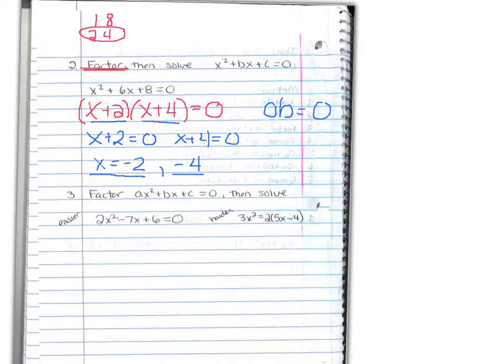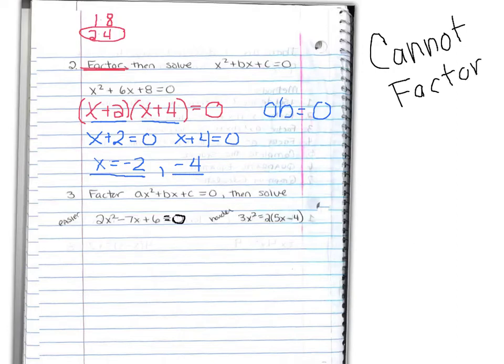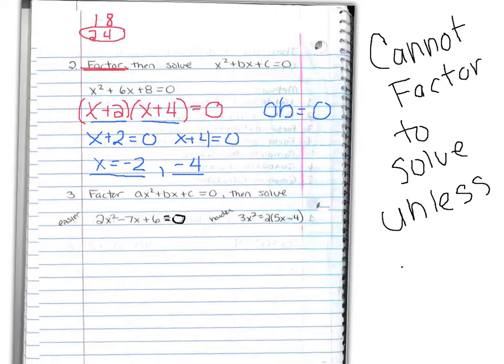After that, they get a little bit harder to factor. So in the first problem, one thing that's nice about it is it already is equal to 0. You cannot factor, let me write this down, you cannot factor to solve unless your quadratic is equal to 0.